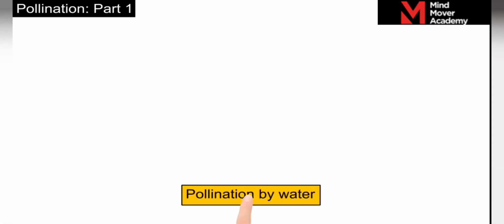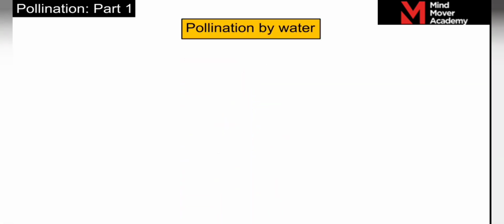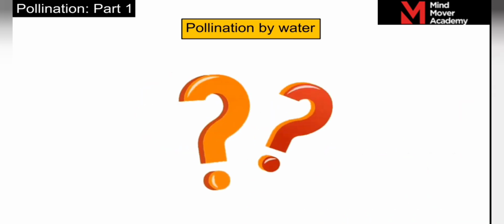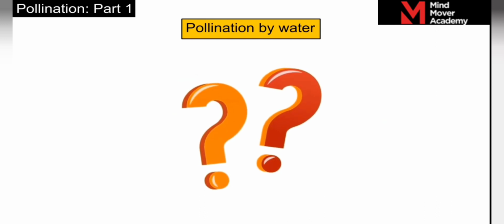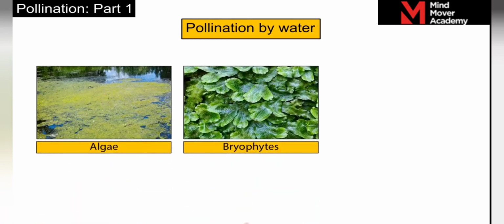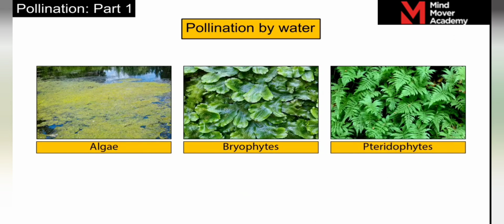Next up, we have pollination by water. Pollination by water is quite rare in flowering plants and is limited to about 30 genera, mostly monocotyledons. Can you recall, where is water a popular medium for fertilization? Yes, you are right. In algae, bryophytes, and pteridophytes, water is a must for fertilization to happen. Anyways, let's come back to this session.